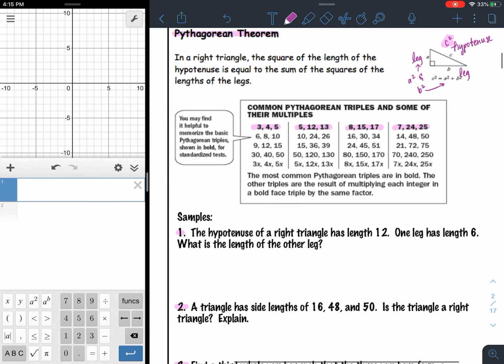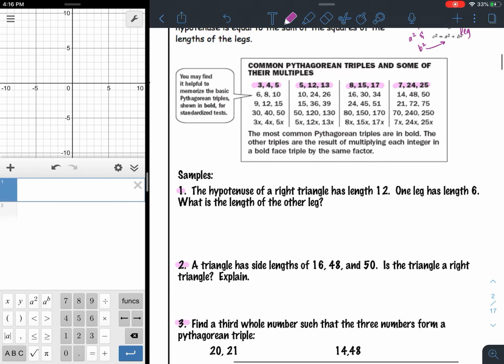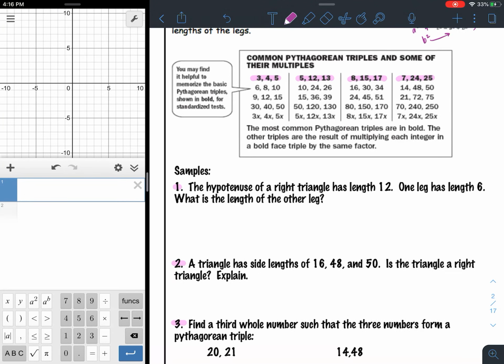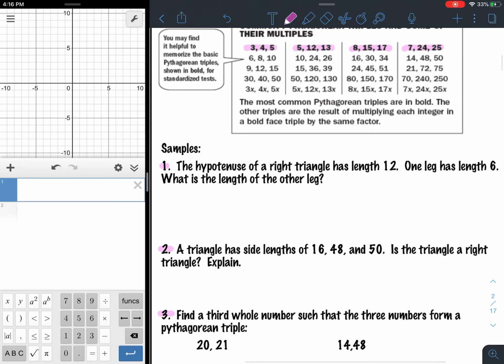So a few things we can do with our Pythagorean theorem, just like we did all the way back in probably 6th and 7th grade, we can use it to find a missing length. The hypotenuse of a right triangle has a length of 12. One leg has a length of 6. What's the length of the other? I would always encourage you, even on something seemingly simple like this, to go ahead and draw yourself a picture. Make sure you get everything set up in the right order.